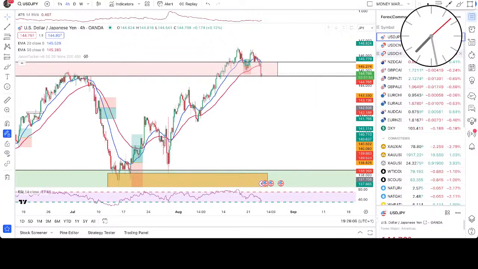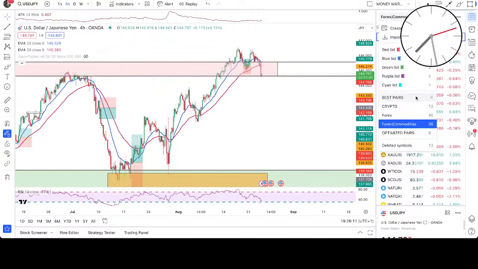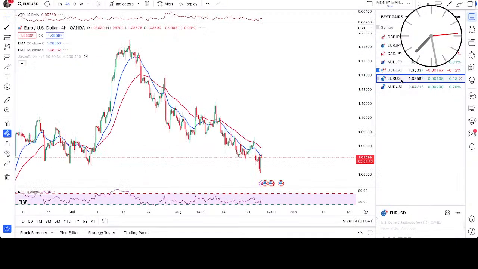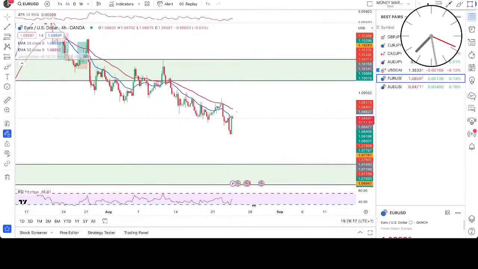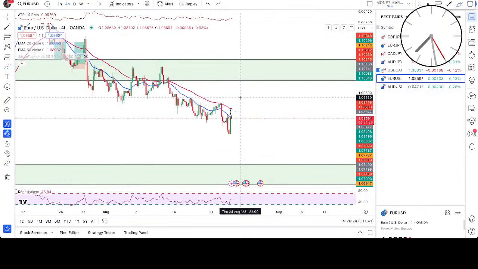EUR/USD, we do not have any condition for buy trades. We are only looking to enter sell trades. If you are in a buy trade, the 50 EMA will be a good point to exit, but it will not be a valid trade if you are in a buy trade.